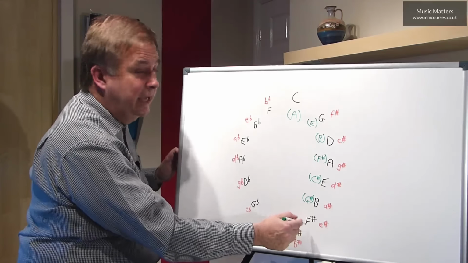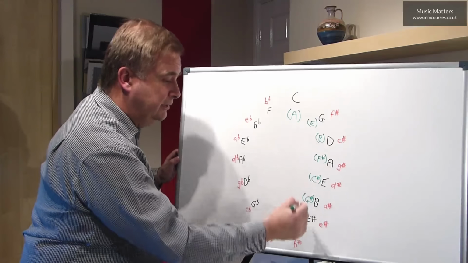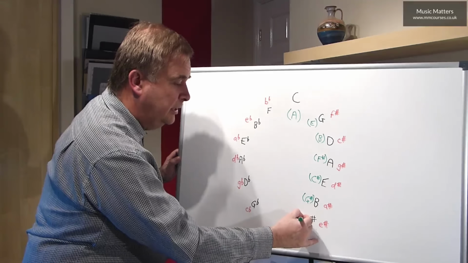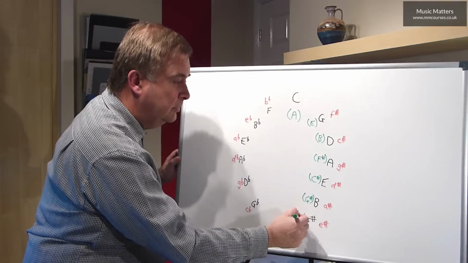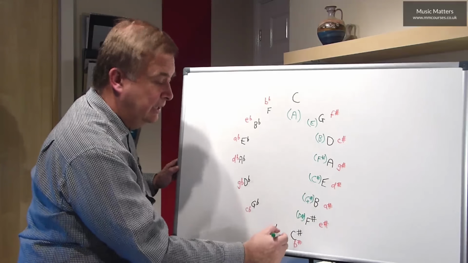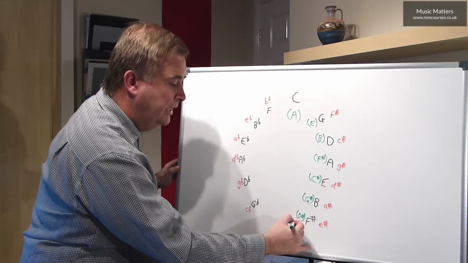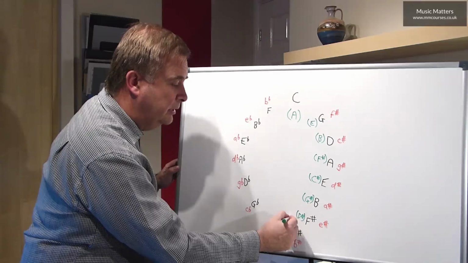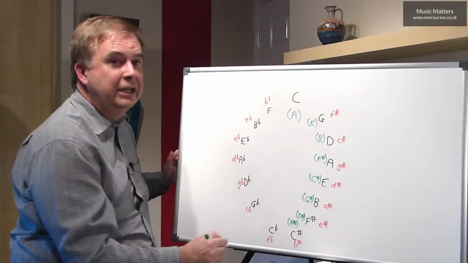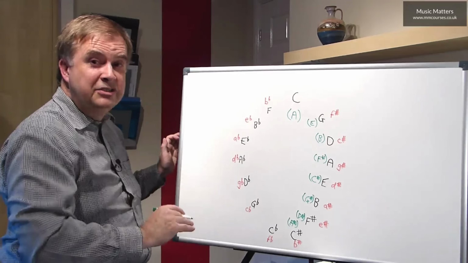A third down from F sharp is going to be D, but it's going to be D sharp because we had D sharp there. A third down from C is A, but it needs to be A sharp minor because we had A sharp there. And we do just the same on the flat side.